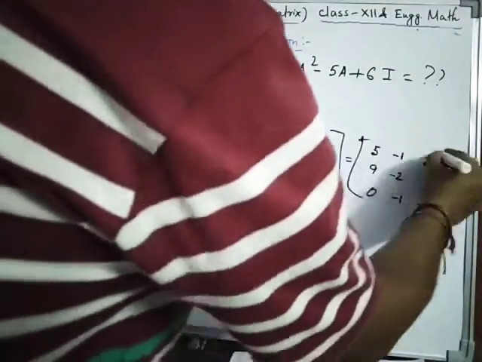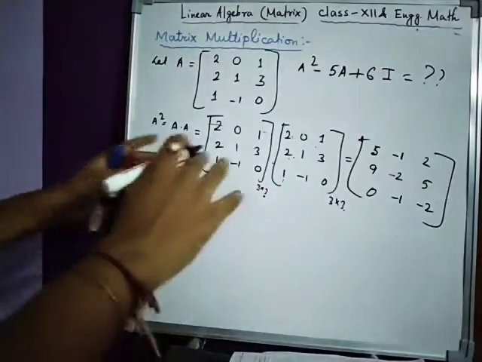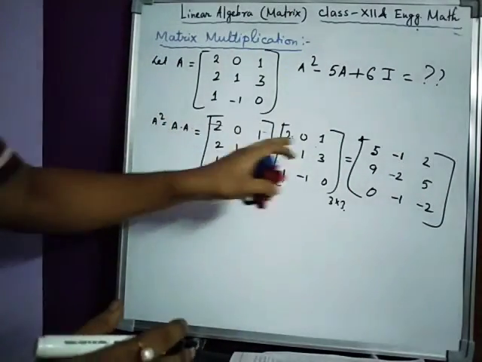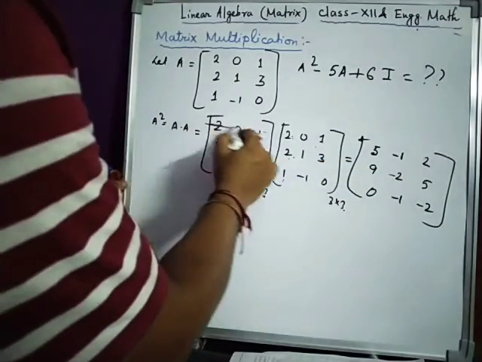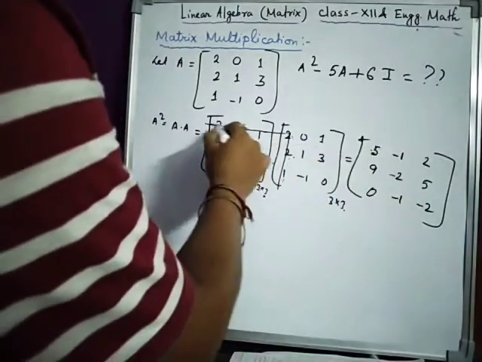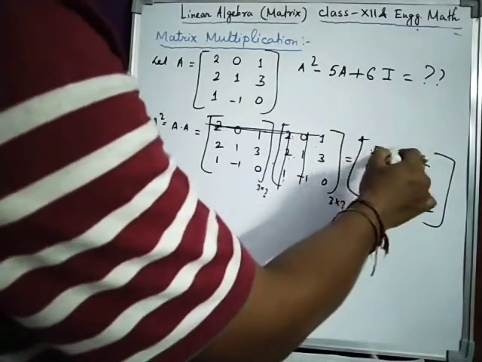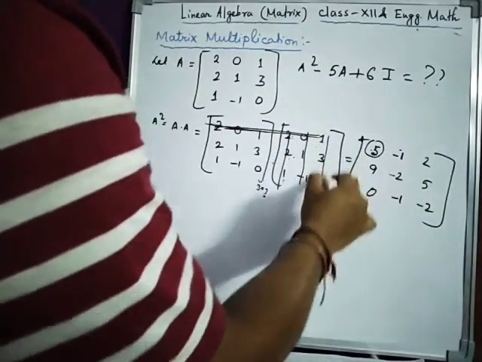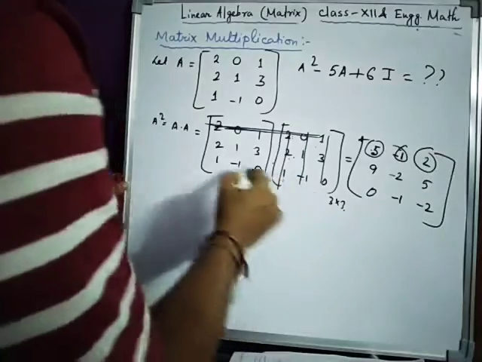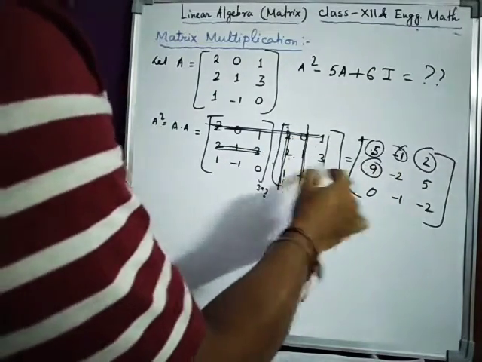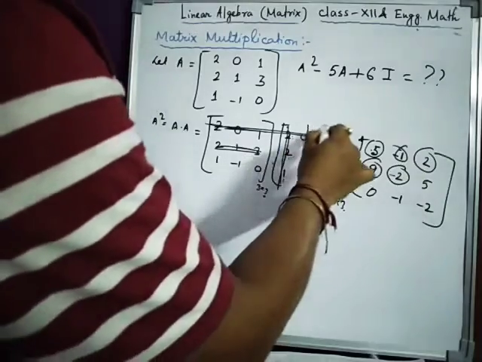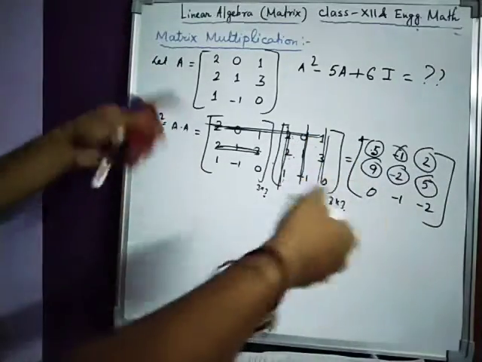So this is the A square value. Please remember how to find it out. You can understand better. A square is equal to A into A. In this way you have to form it: the first row into the first column is the first element, this into this is the second, and this into the last is the third. In this way you have to find it out.